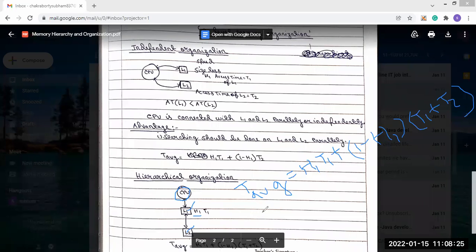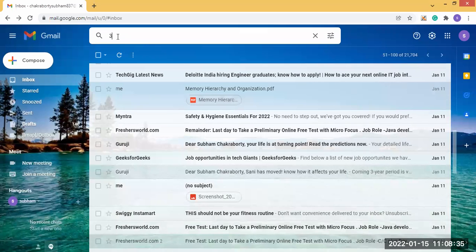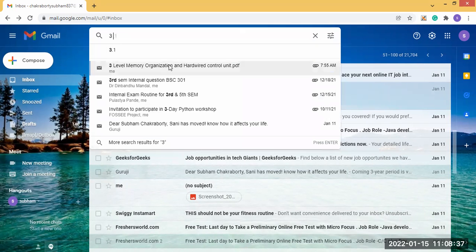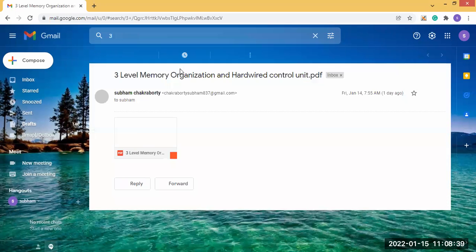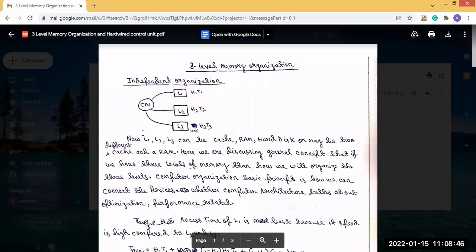So that's how the hierarchical organization is. This is a two-level memory organization. Now we will move to the three-level memory organization.